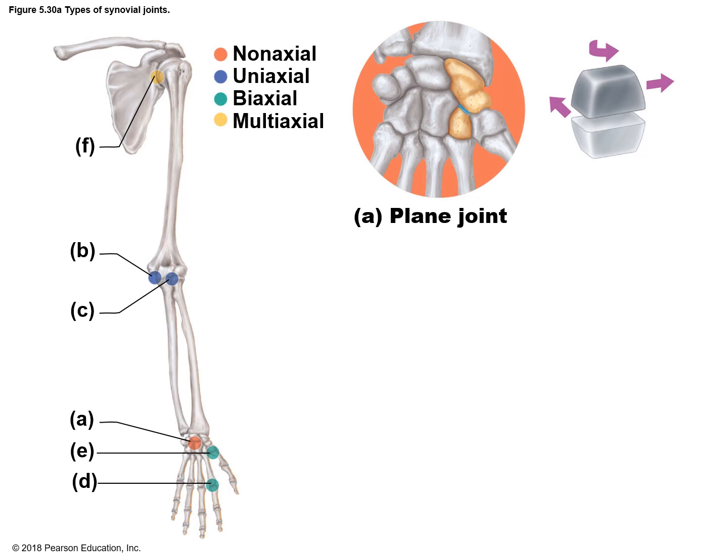In a plane joint, the articular surfaces are essentially flat, and only short, slipping, or gliding movements are allowed. The movements of plane joints are non-axial, that is, gliding back and forth does not involve rotation around any axis. The intercarpal joints of your wrists are the best examples of a plane joint.